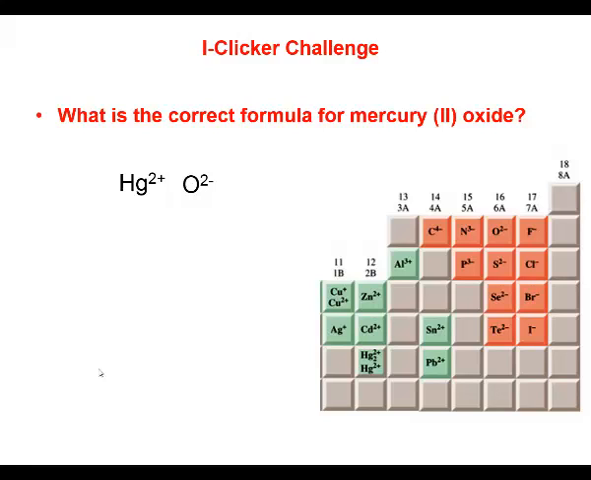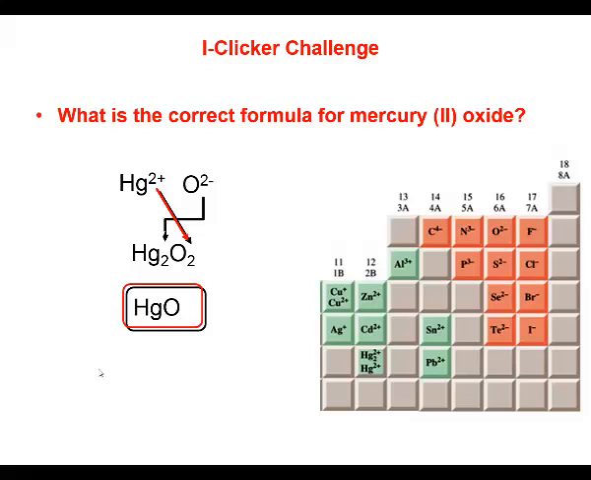So again, if I try to blindly use the crossover rule, I might try to show 2 mercury cations and 2 oxide anions for my subscripts, but I can simplify this and maintain the identity of the ions. I can show just a single mercury 2+ and a single oxide anion, and that's the simplest whole number ratio I can come up with here.